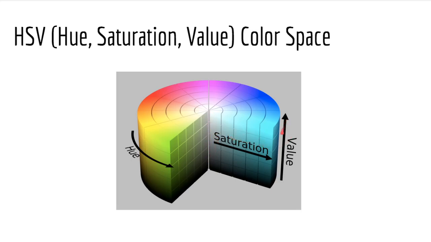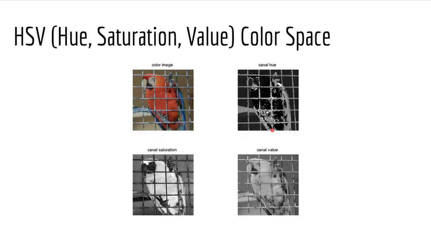And the value is the brightness of the color. So we start with black at a value of 0, and then it increases as it goes up to that base color. So here's a concrete example of what these channels might look like.